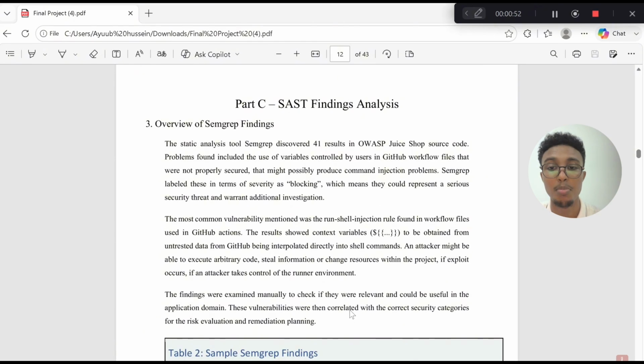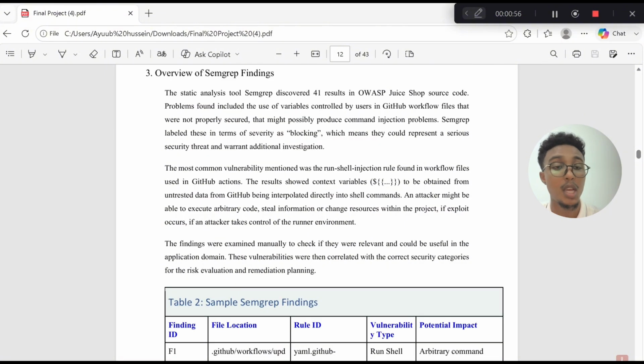So in part C, after the scan was completed, SimGraph detected a total of 41 security findings in the Juice Shop application. These findings include different types of vulnerabilities such as SQL injection, command injection, cross-site scripting, path traversal, hard-coded secrets, and open redirect. Most of these findings were classified as high risk because they could affect the security of the application if they are not fixed.